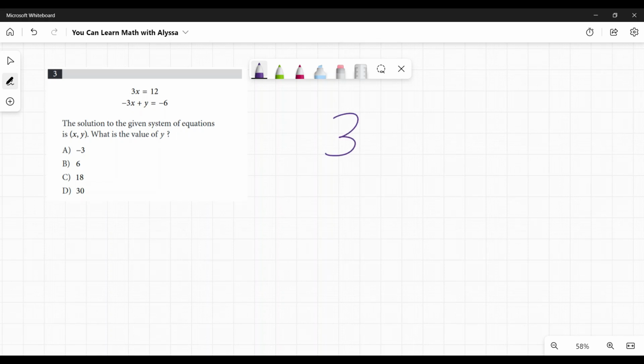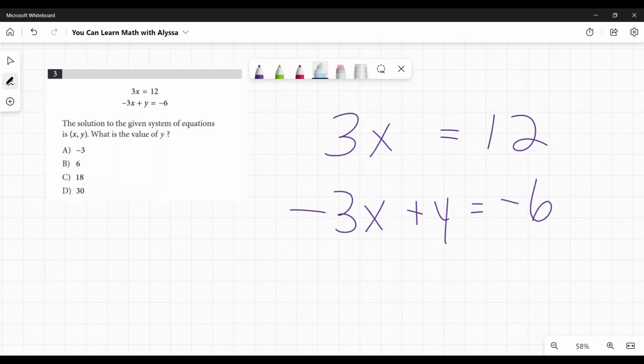Here, when I'm looking at these, I have a 3x equals 12, and then a negative 3x plus y equals negative 6. Right off the bat, I'm thinking elimination because I have 2 terms here that are going to cancel out. Elimination, if you remember, is where we try to get 2 terms to be opposites of each other. One is positive, one is negative, but they otherwise match, so that we can add the equations together and those terms will cancel out and we are left with a single variable. And they've done that work for us.